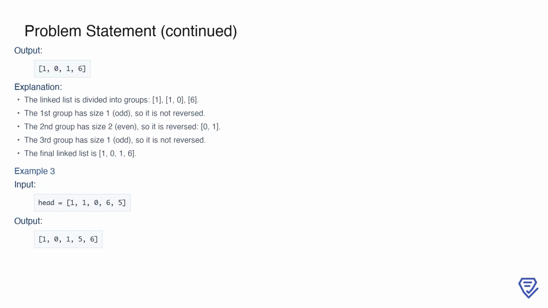Now, let's look at another example. If the input linked list is 1, 1, 0, 6, the groups are 1, 1, 0, and 6. The first group has size 1, which is odd, so it is not reversed. The second group has size 2, which is even, so it is reversed to 0, 1. The third group has size 1, which is odd, so it is not reversed. As a result, the final linked list becomes 1, 0, 1, 6.